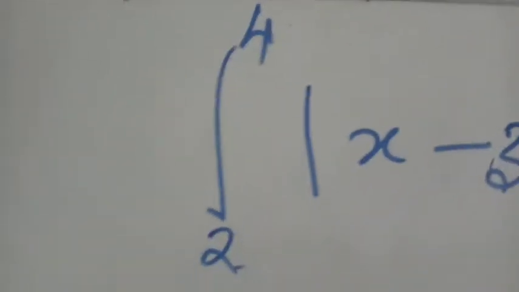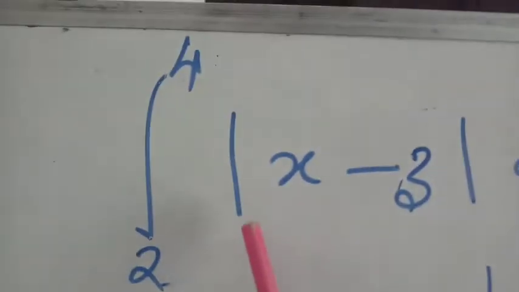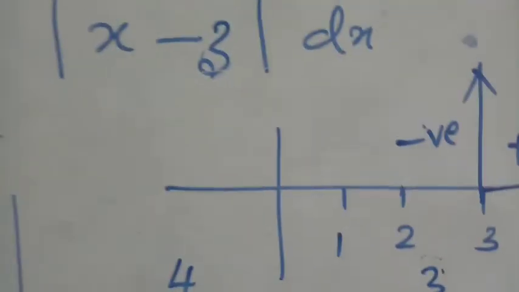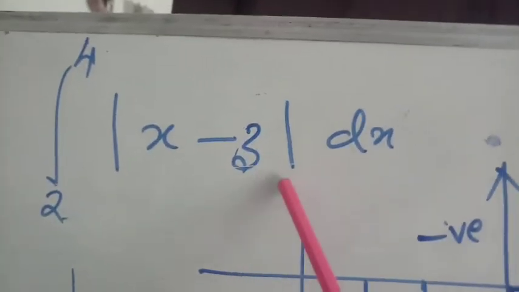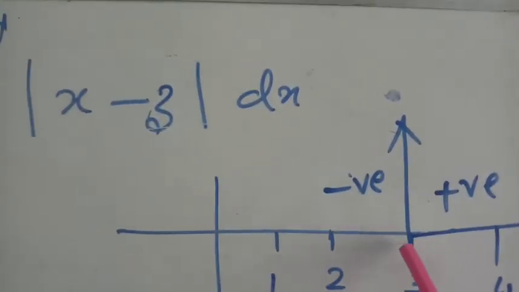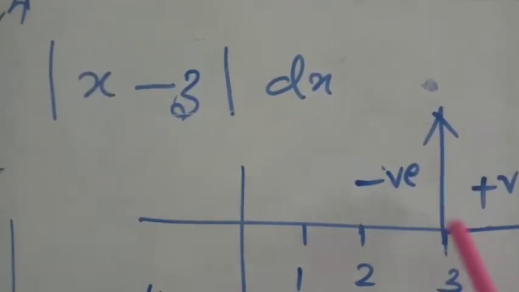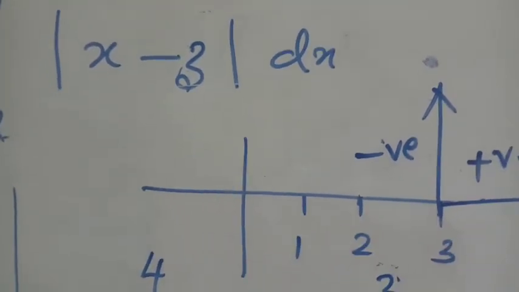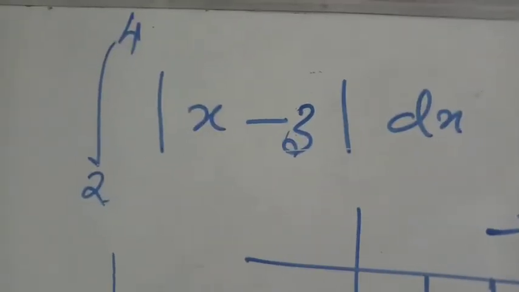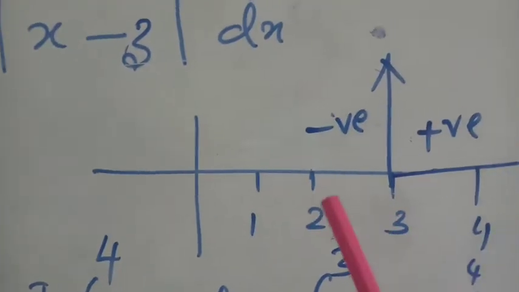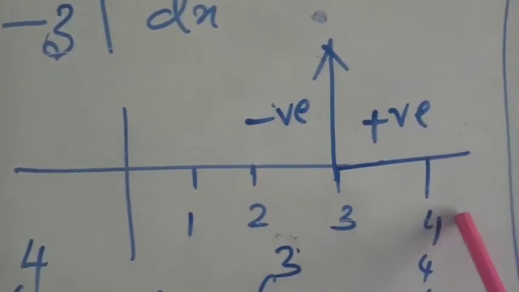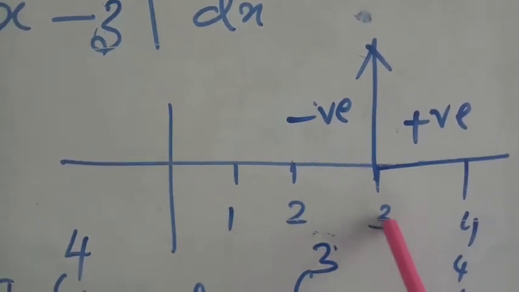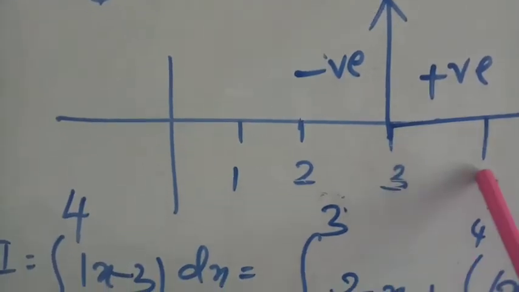See the second question. Integral 2 to 4 mod of x minus 3. Here the function x minus 3 is positive in the interval 3 and above, and it is negative in the interval below 3. We need to integrate from 2 to 4. So the function is negative in the interval 2 to 3 and positive in the interval 3 to 4.